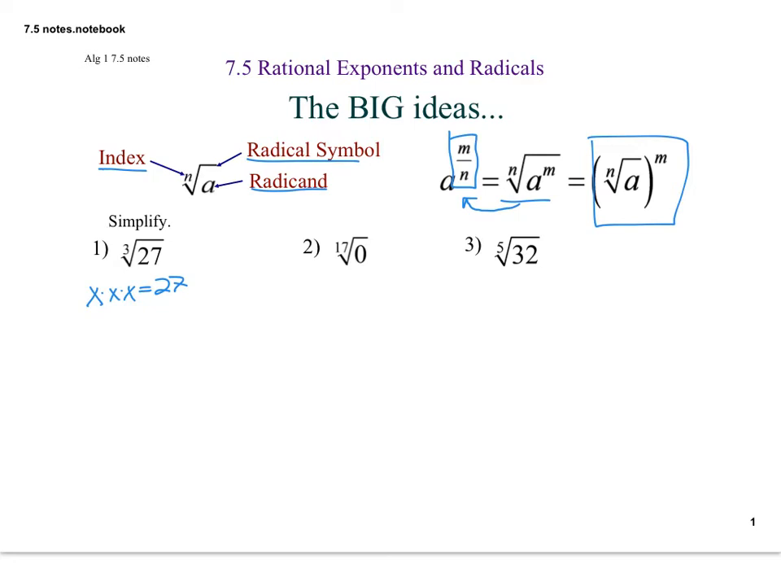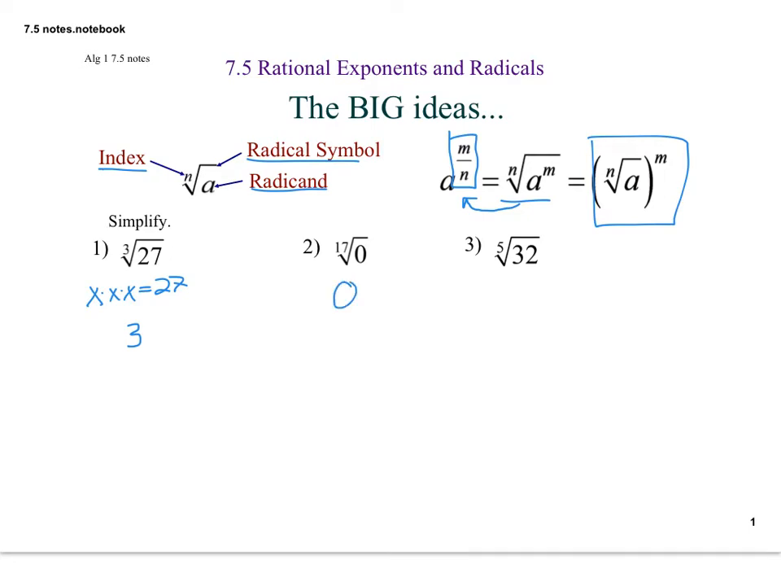Number 1 simplified would simply be 3, because 3 raised to the third power would be 27. Okay, so that's how we simplify number 1. On number 2, that one's kind of funny because basically we're looking for something that we can multiply by itself 17 times to get 0. Well, folks, that one's just 0.